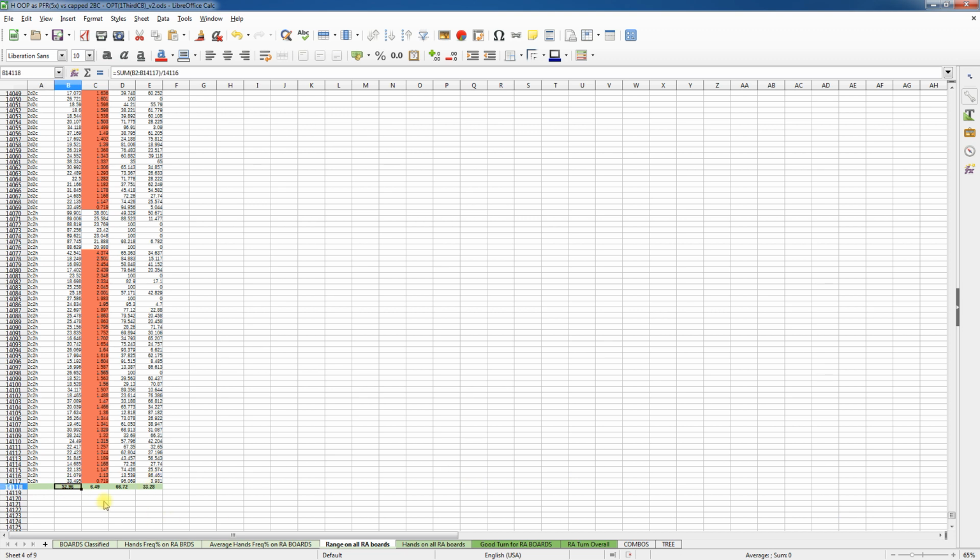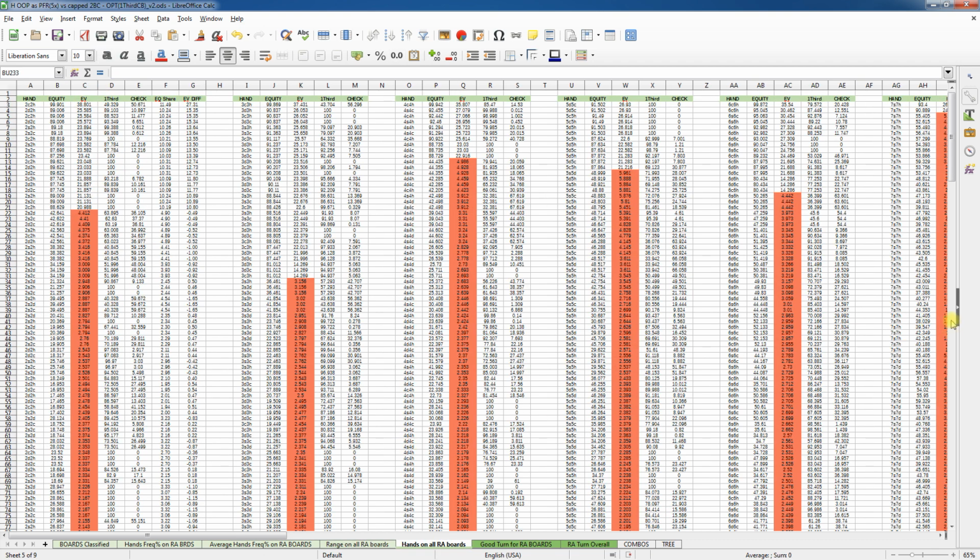I just summed up the equity average, expected value, the frequency with the 1/3, and the check. So this is the average across all range advantage boards. And then I did every hand separately. So this is what you're going to see here.